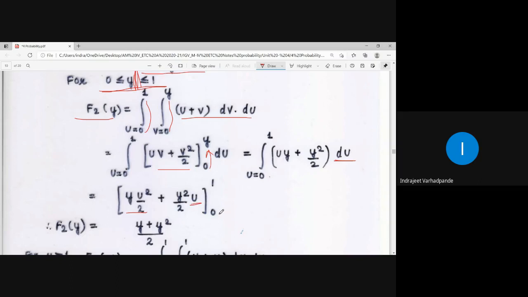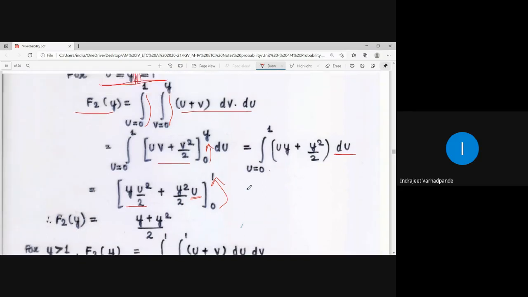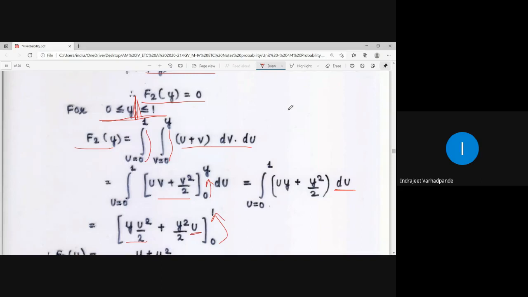Which variable do I have to put the limit in? In u. So put the limit 0 to 1. What will it be? y plus y square by 2. If someone first thought of integrating with respect to u, it will be u square by 2 plus v into u, and put the limit as 0 to 1. So what will it be? 1 by 2 plus v, and for 0 the value does not exist.